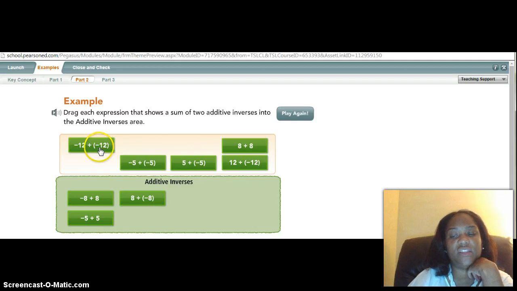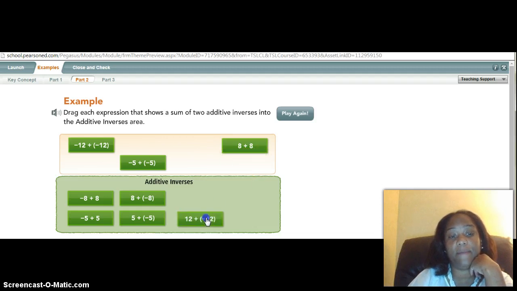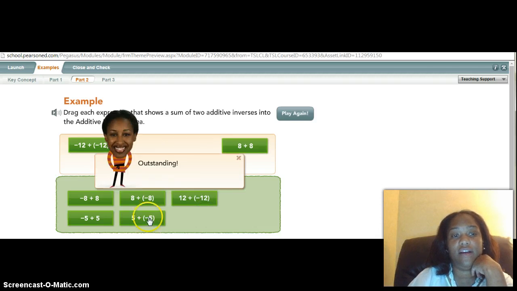Negative 12 minus 12. I don't know. Negative 5 minus 5. That's the same as this, so this is not going to work. Oh, look, a positive 5 and a negative 5. Oh, look, they're going to equal 0. And I have a positive 12 and I have a negative 12. They're the opposite. So let's see if I'm right. Oh, look at that improper fraction.